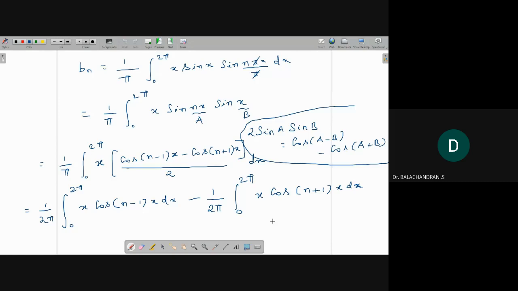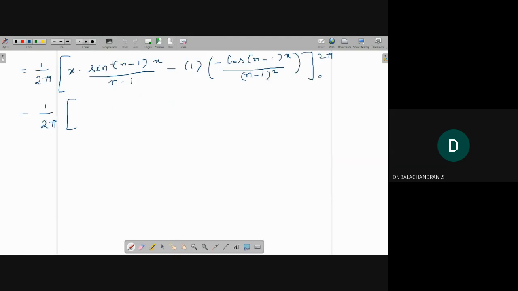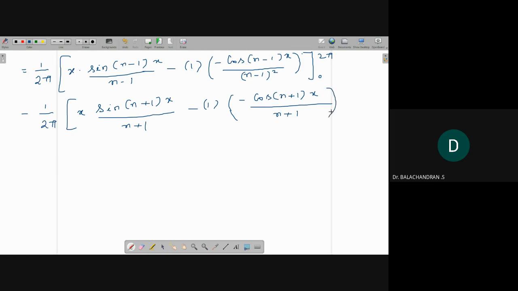Again, x into, if you integrate cos of (n plus 1) x you'll get sin of (n plus 1) x divided by (n plus 1), minus, if you differentiate x you get 1, if you integrate this function you'll get minus cos of (n plus 1) x divided by (n plus 1). The limit is from 0 to 2 pi. Again, this term is 0 for both upper limit as well as lower limit, and this term is also 0 for both limits. Now only this term remains here.